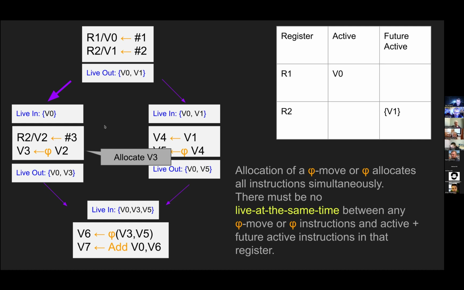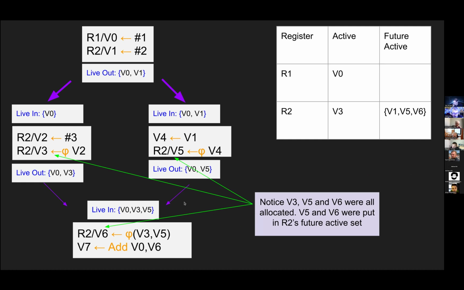When we allocate a phi move, we allocate all of the phi moves in the phi instruction all at the same time. To be able to do that, when we allocate into a register, we need to check the live at the same time property for all of the phi moves and the phi instruction. We do this, and we find that R2 is available because it was just freed when we freed v2, and we allocate all of the values at the same time. So v5 has been allocated, v6 has been allocated. Because we were allocating v3, it goes into the active register, and v5 and v6 go into the future active set.